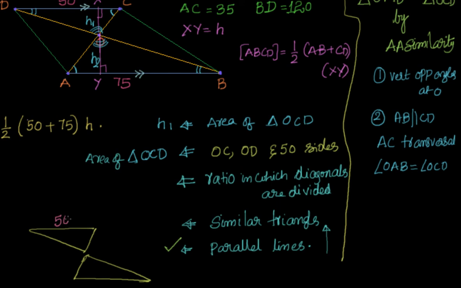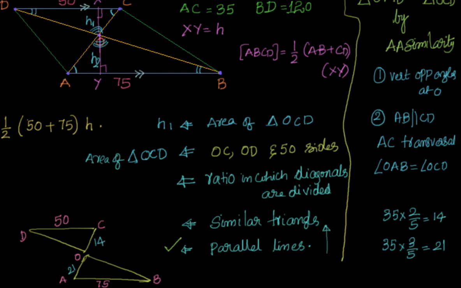We know this is 50. We know this is 75. Let us say this is O. This is D, C here, A here, B here. Now we know AC equals how much? 35, in the ratio of 2:3. If you divide, you will have 14 here and 21 here. That is nothing but 35 into 2/5 is 14, because you have to divide them in the ratio 2:3. 35 into 3/5 is 21.